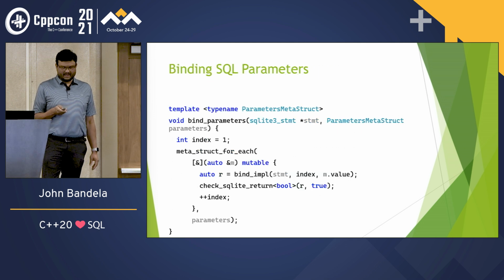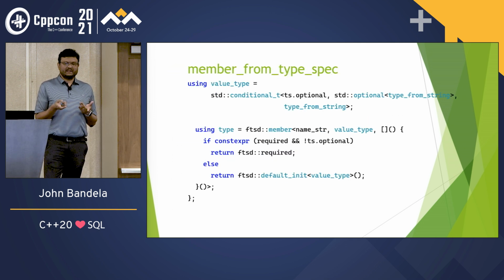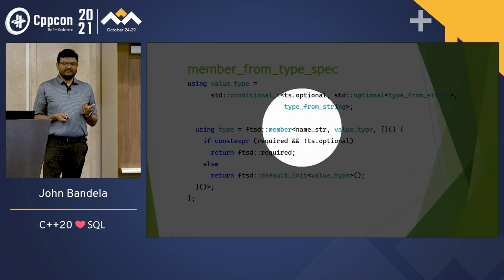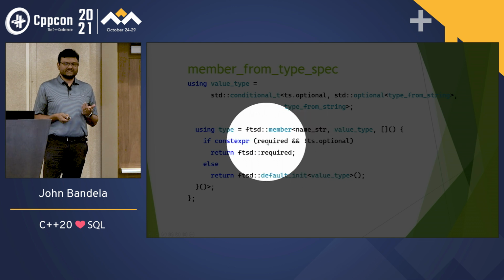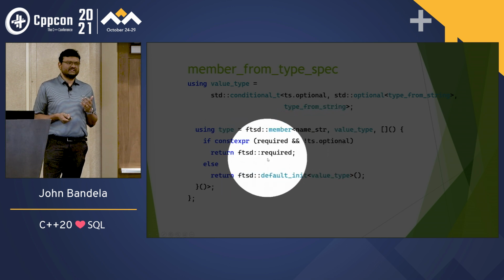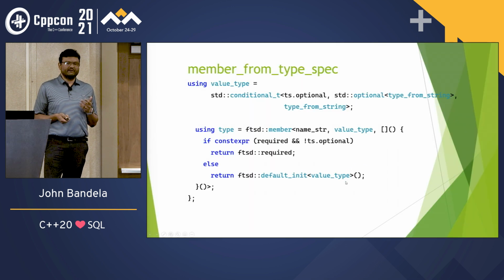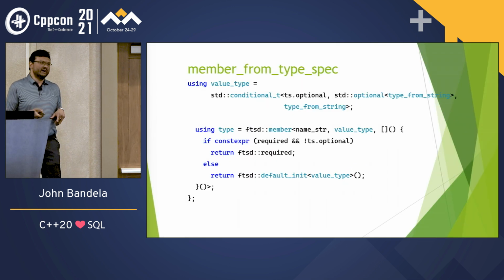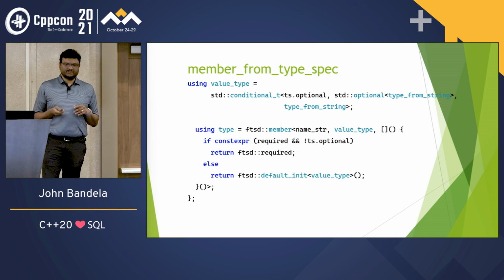All right. Okay. So then we convert it with the conditional. We say, hey, is this optional or not? If it's optional, we make it an optional type, and then we're done. We just say type is our member value type. If it's a parameter and it is not optional, then we return the FTSD required as our init. Otherwise, we get a default value. So if you don't specify required on there, you'll get a default value for that.